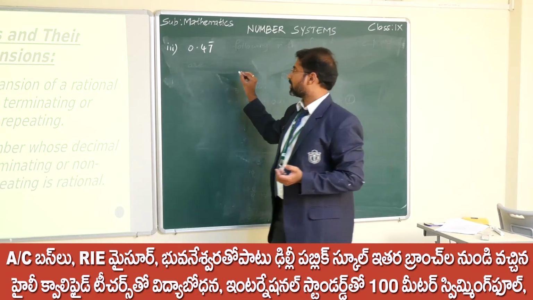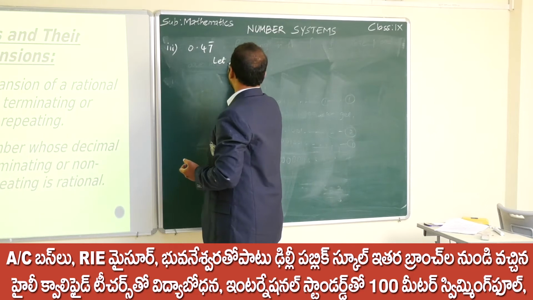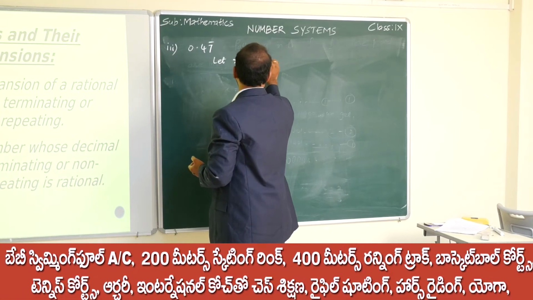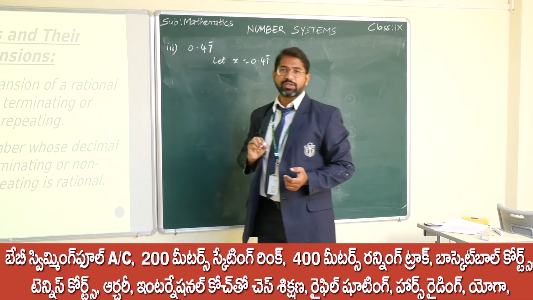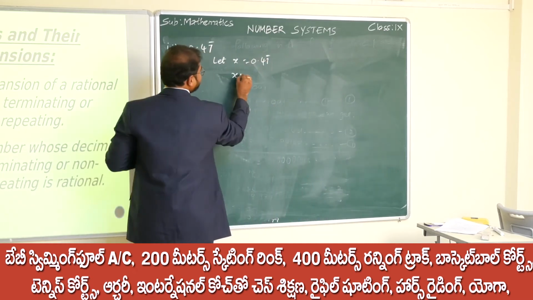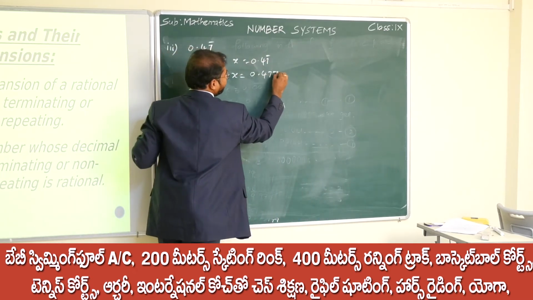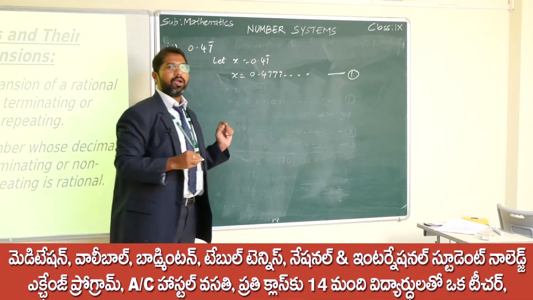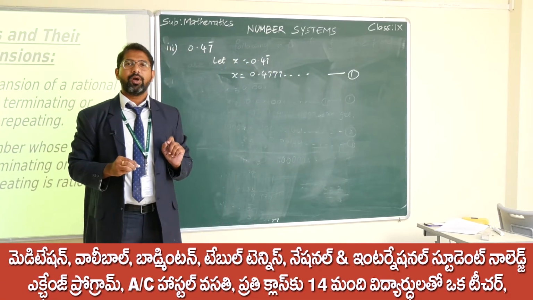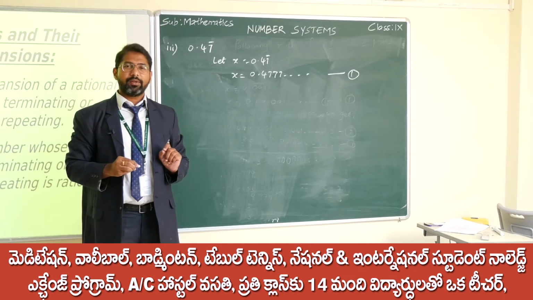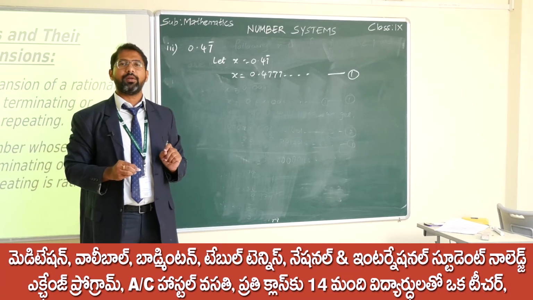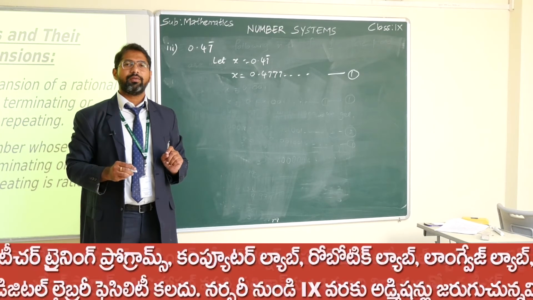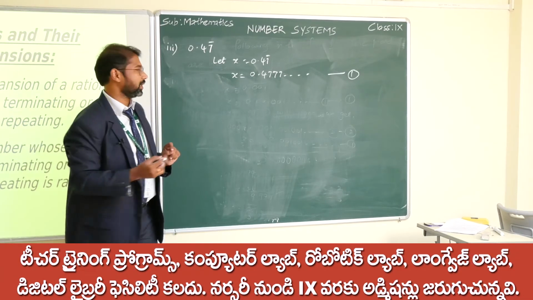Now let us assume this as x. Let x is equal to 0.47 bar, which is nothing but x is equal to 0.4777 dot dot dot. Call it equation 1. Here in the decimal part, 7 is the digit which is repeating and which is the only digit, so multiply equation 1 with 10 on both the sides.